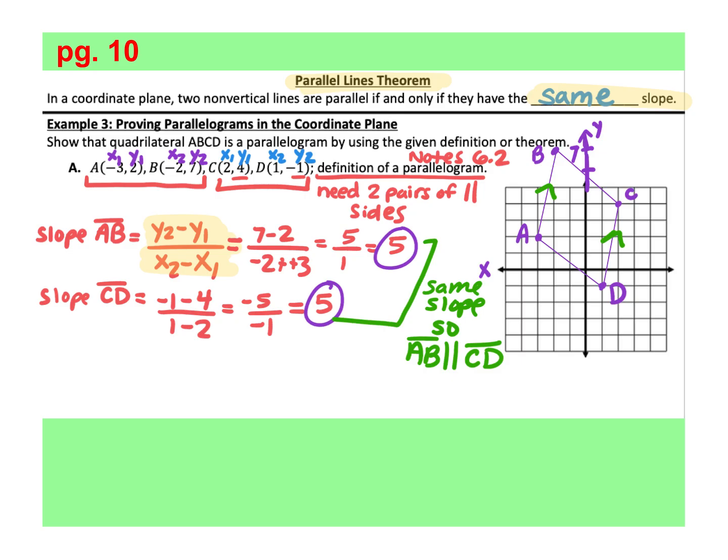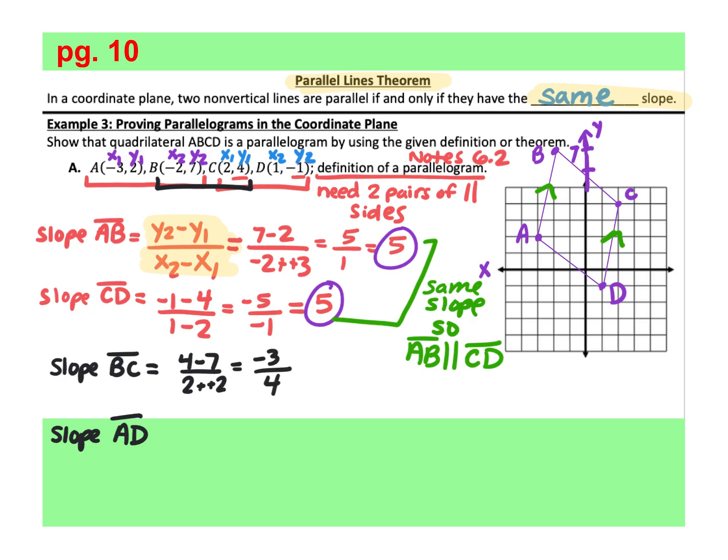So I'm going to do the exact same thing, and I'm going to calculate the slope of BC and the slope of AD. Using our slope formula for BC, we have 4 minus 7 over 2 minus -2. And that reduces to -3 over 4. That minus makes a plus.